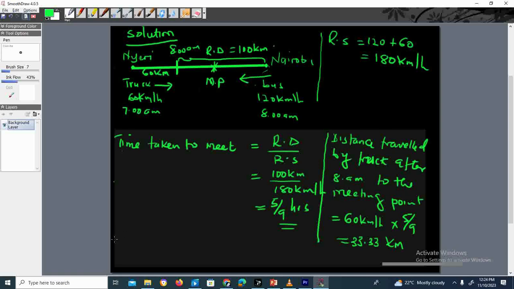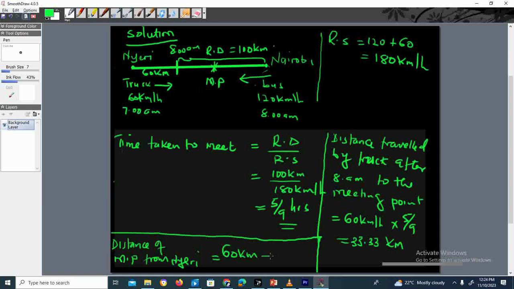So the distance of the meeting point, I call it MP, from Nyeri town will be given by 60 kilometers, the distance the truck traveled from Nyeri between 7 and 8 a.m., plus 33.33 kilometers, the distance the truck traveled to the meeting point from 8 a.m., and this is going to give us 93.33 kilometers.